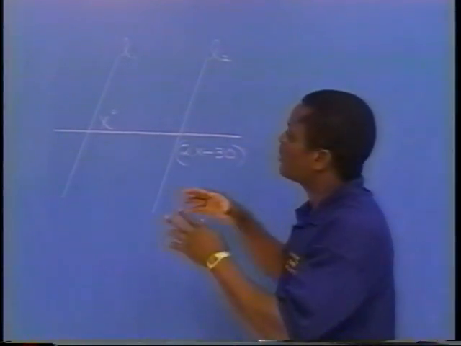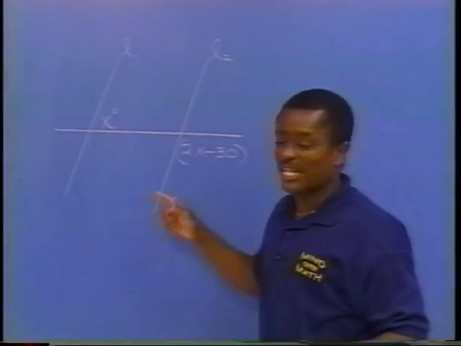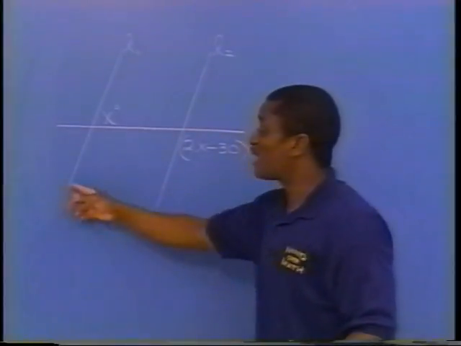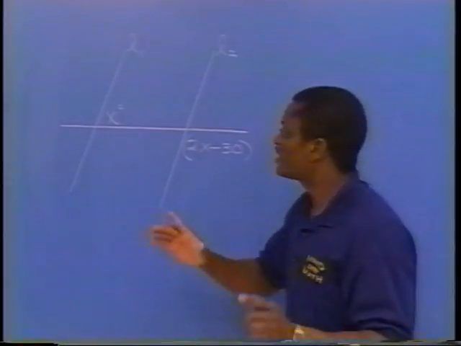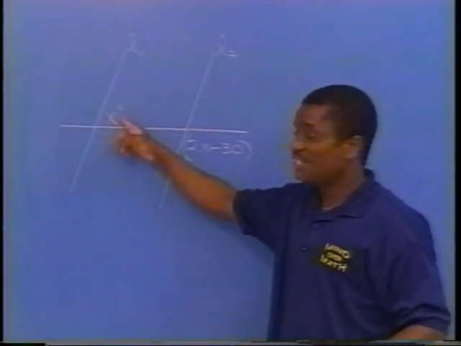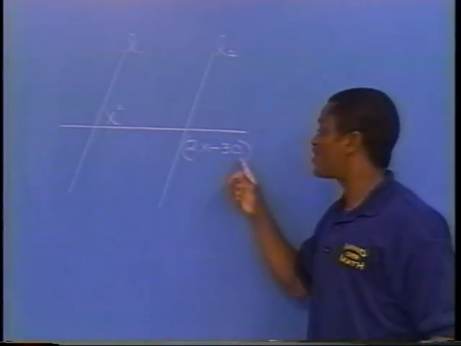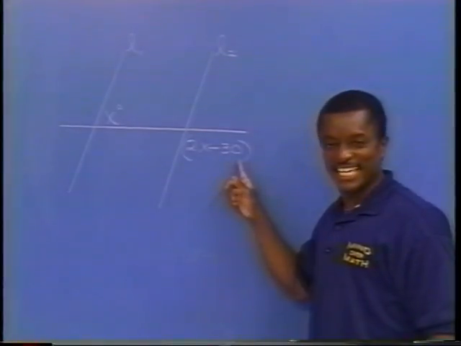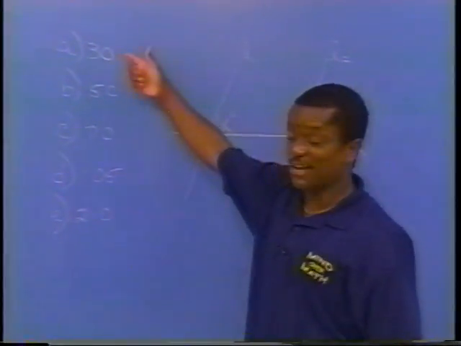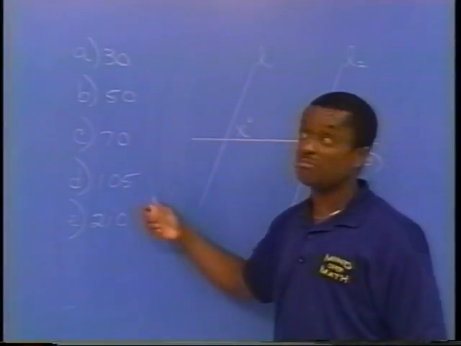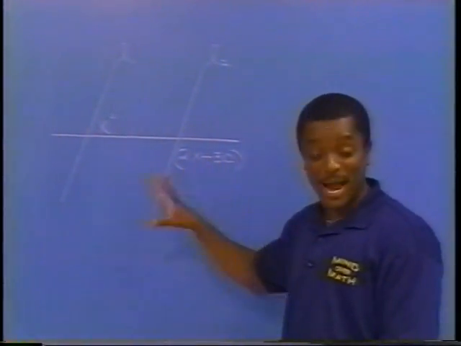And there are very interesting relationships between angles when a transversal intersects two lines, particularly when those two lines are parallel, as in this particular case. For example, you'll notice that we have x is equal to the number of degrees in this angle, and this angle is equal to 2x minus 30. What is x? Notice the possibilities. What do we have here? 30, 50, 70, 105, maybe 210. What do you think? Can you determine, can you deduce by using the powers of observation?